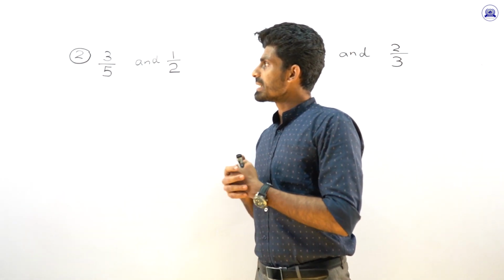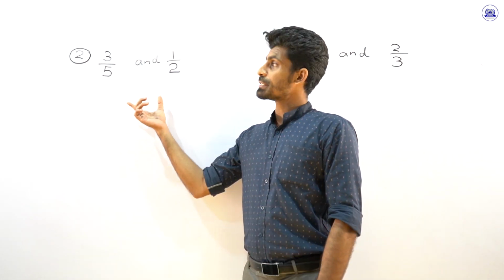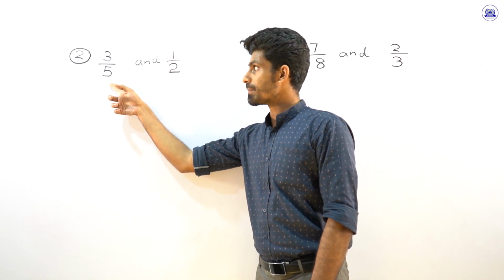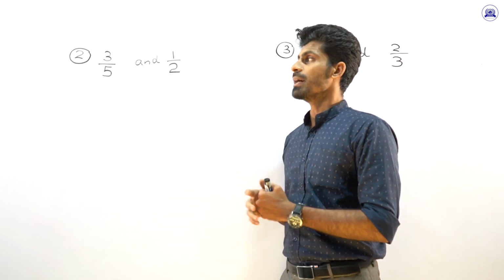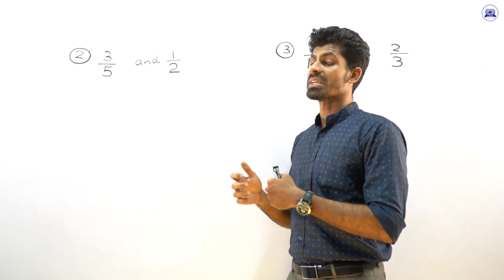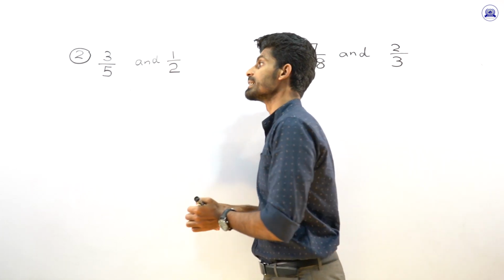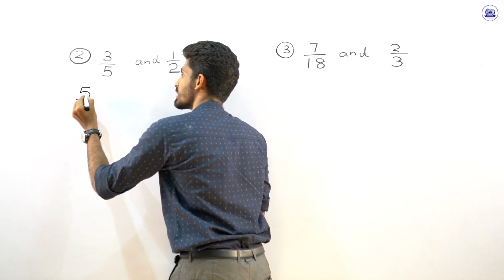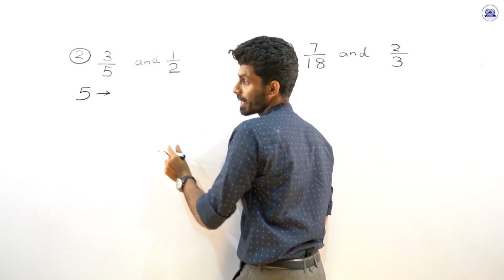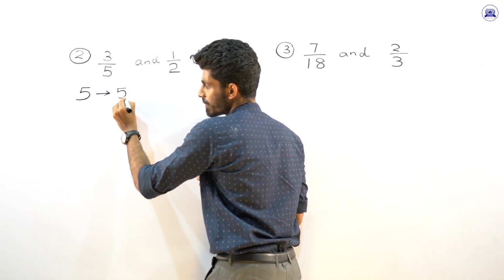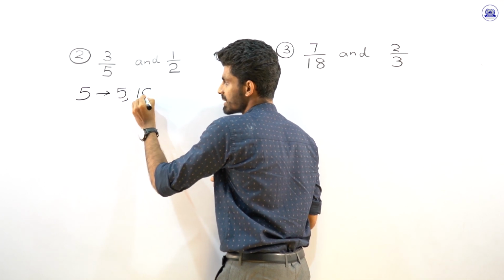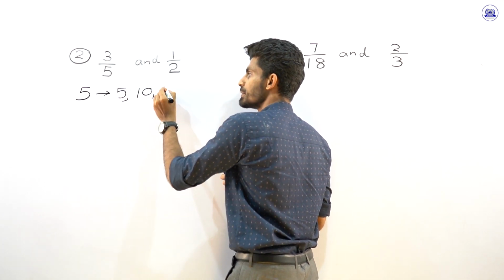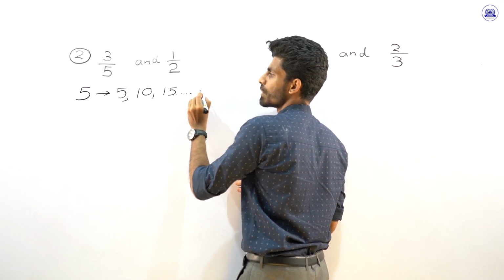So let's take this second question. What is the second question? 3 over 5 and 1 over 2. So we are going to find out which one is the larger fraction here. You need to take the multiples of 5 because we need to find the common number. 5 into 1, 5. 5 into 2, 10. 5 into 3, 15, and so on.